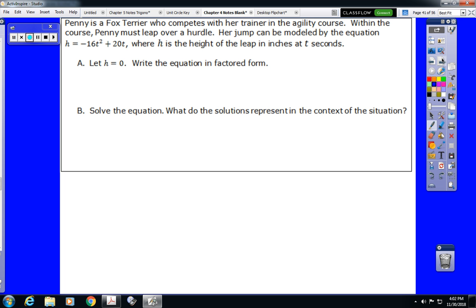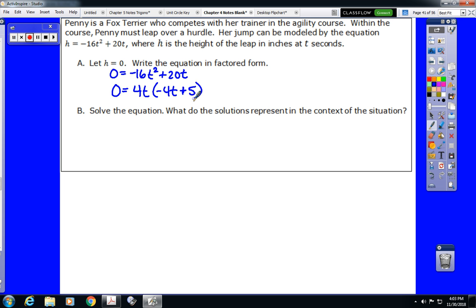So part A says let h equal 0 and asks us to write the equation in factored form. So we're going to take that 0 and plug it in for h. That would be 0 equals negative 16t squared plus 20t. Now it says write it in factored form, so that means you need to factor the right side of that equation. Since there are only two terms there, we check for a greatest common factor. The greatest common factor would be 4t. So that would be 0 equals 4t times negative 4t plus 5.